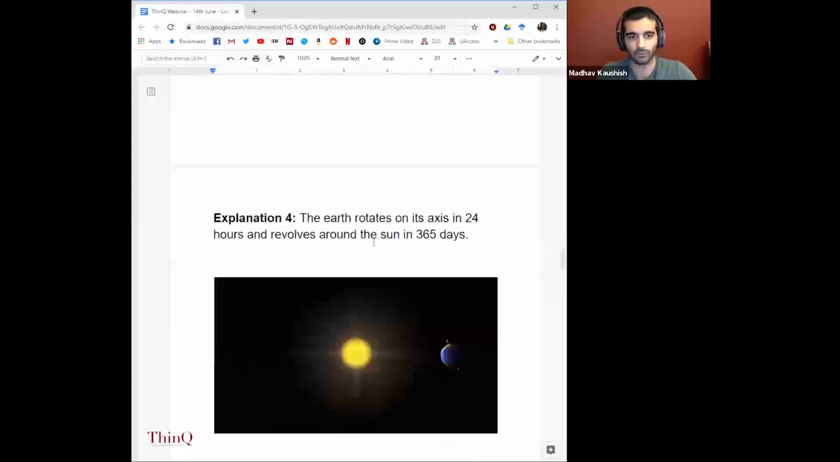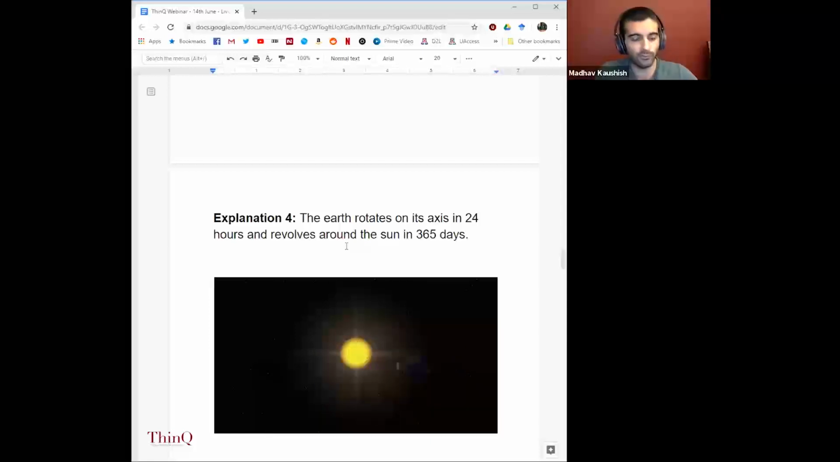Then there's the model which you usually see, which is the earth rotates on its axis in a day and revolves around the sun in 365 days. But the question is, do we need this? This is the theory we all learn in school, but to explain the phenomenon of day and night directly, one might ask, why do we need to use the Earth's revolution around the sun along with its rotation to explain the phenomenon of day and night?